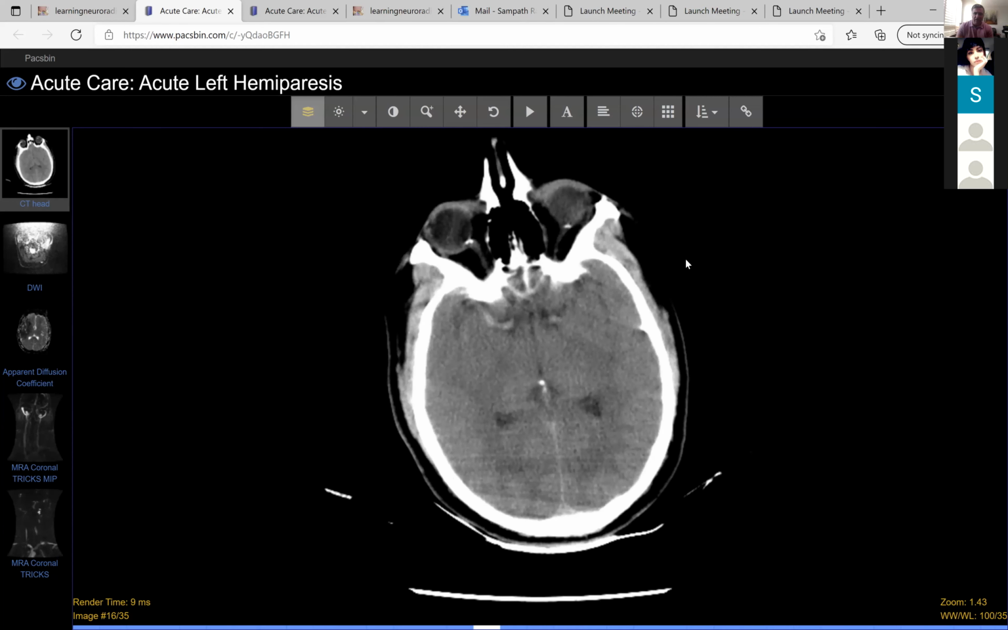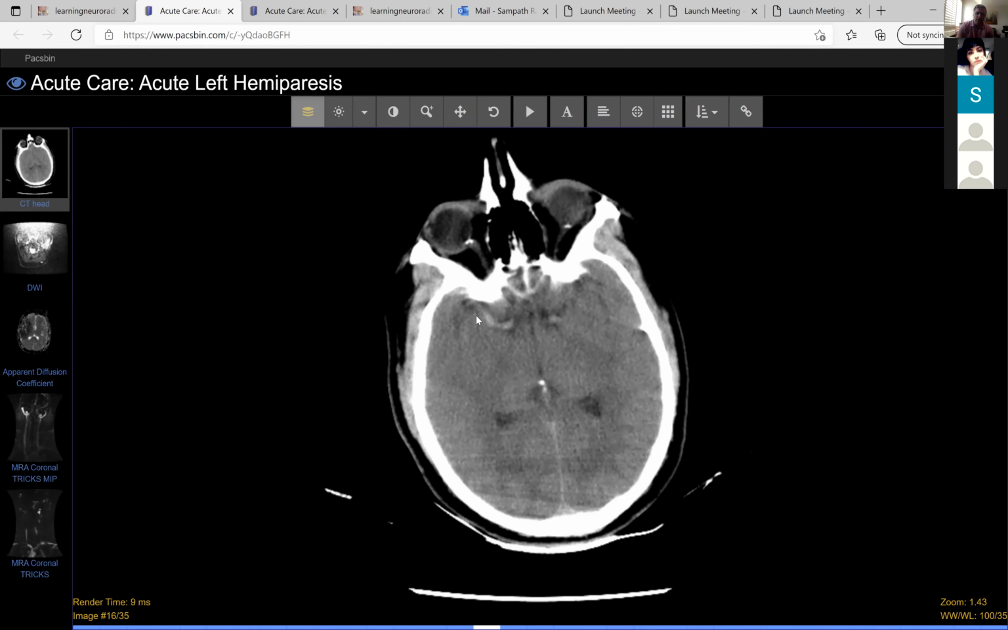So you have to go with your clinical symptoms. In this case, it says here acute left hemiparesis. So there's got to be something in your right brain, just based on the clinical symptoms. And you can see there's probably something hyperdense here, maybe actually a thrombus, but we don't know that, because you can see even the left side is also hyperdense here.